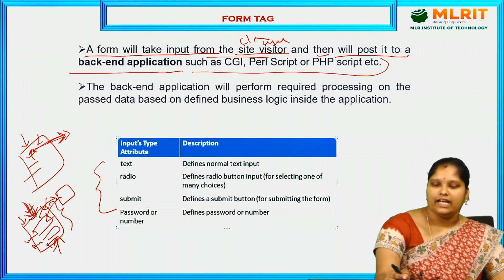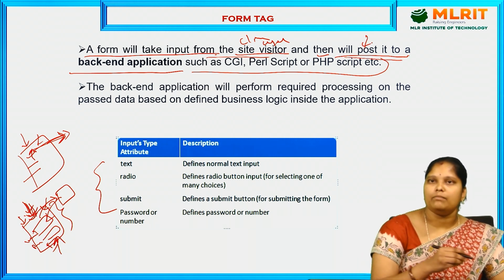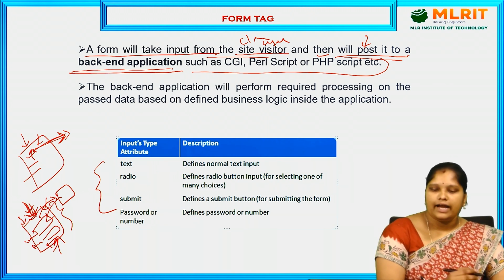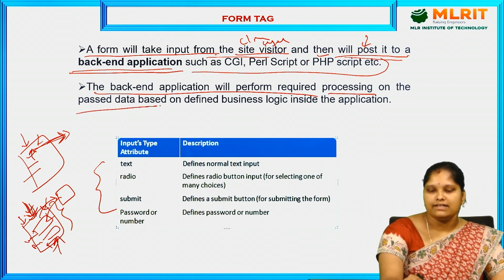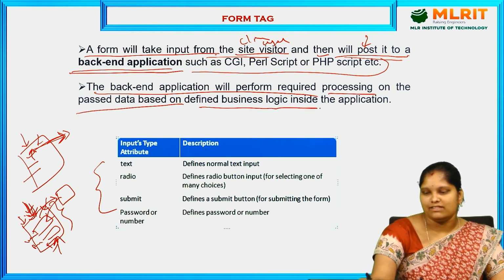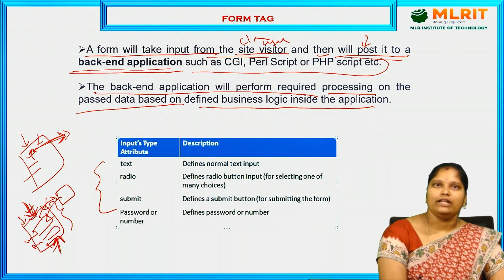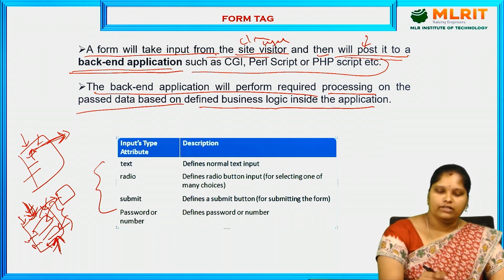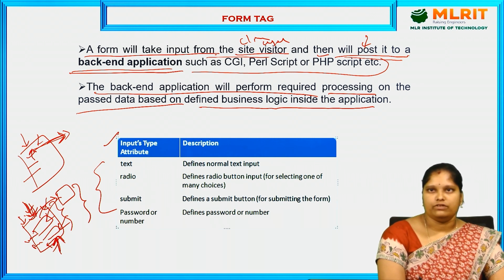A form will take input from the users, and whatever information is provided by the user will be posted to backend applications. The backend application will perform required processing on the posted data based on the defined business logic inside the application. Based upon these credentials only, the backend application will process. This is about the form tag, and these are the input type attributes of the form tag.